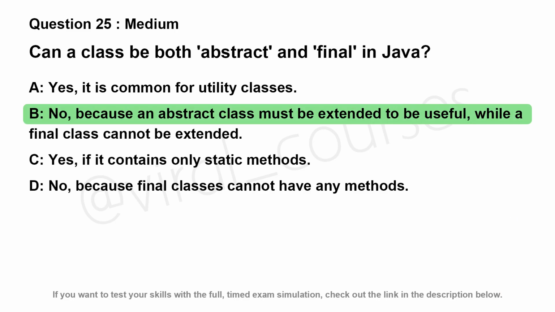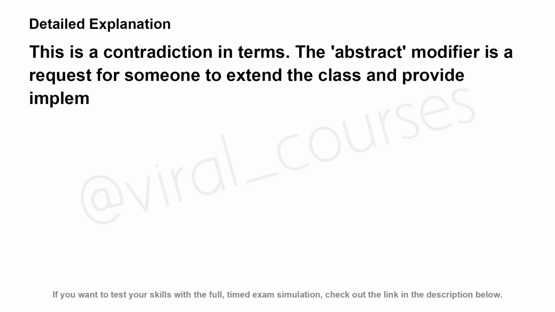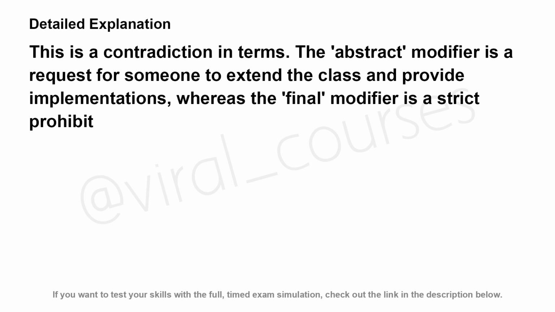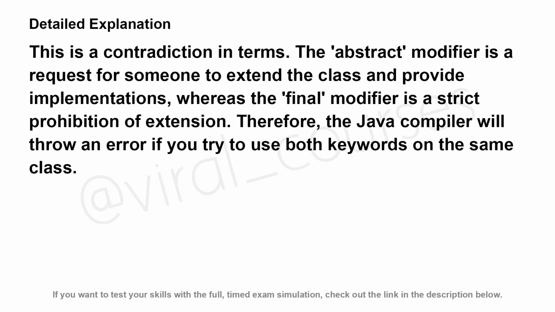The correct answer is B. This is a contradiction in terms. The abstract modifier is a request for someone to extend the class and provide implementations, whereas the final modifier is a strict prohibition of extension. Therefore, the Java compiler will throw an error if you try to use both keywords on the same class.